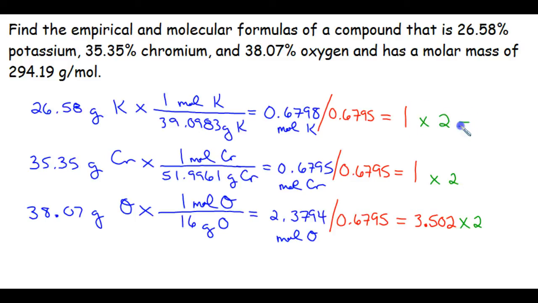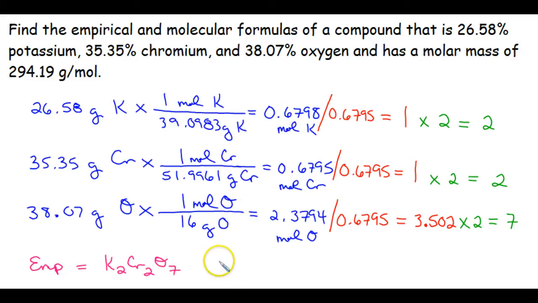Sometimes you have to just trial and error until you get whole numbers. But this one, you're going to get 7. So your empirical formula is going to be K2Cr2O7. Now, we also wanted the molecular formula.